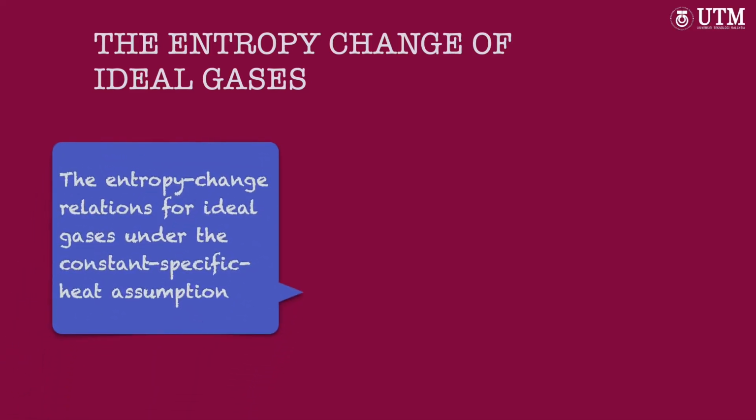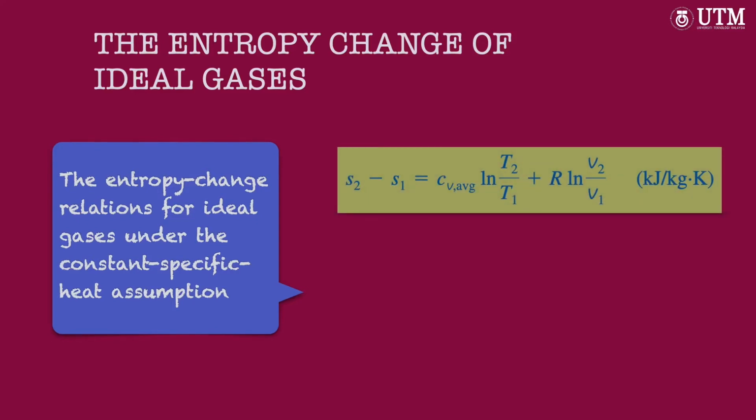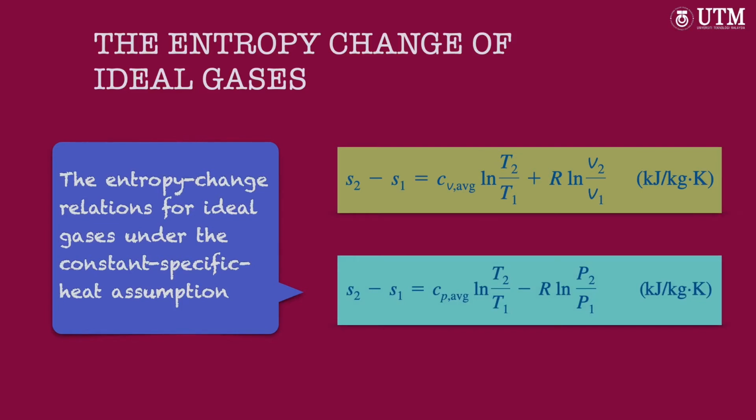The entropy change relations for ideal gases under the constant specific heat assumption are presented here. You will use these equations to determine the system's entropy change during a process for ideal gas substances.